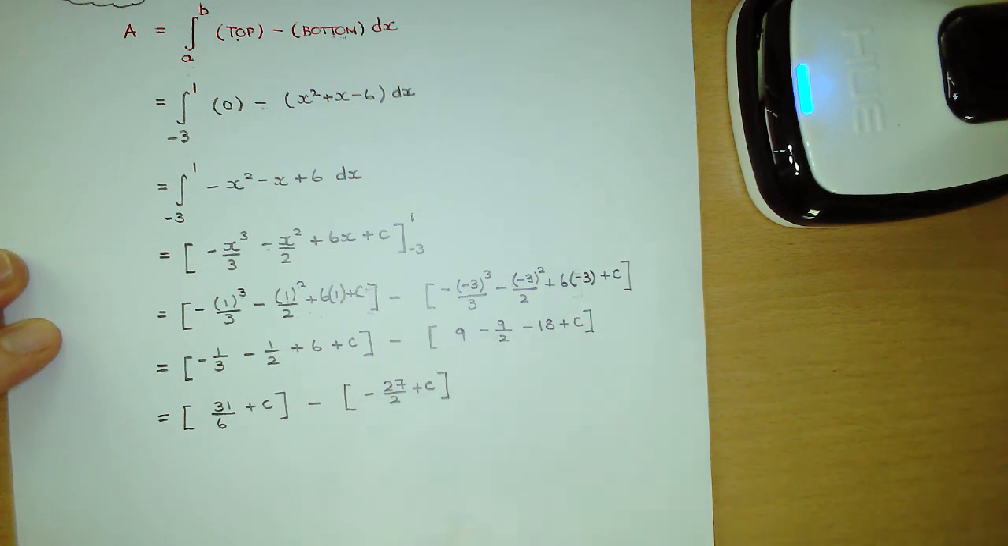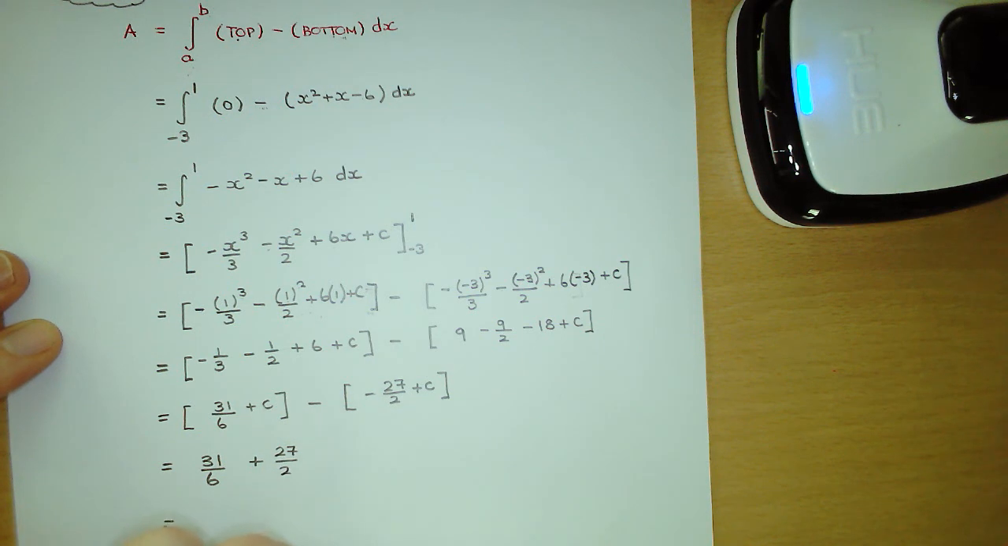Okay, next step then. We're going to multiply the second bracket through by a negative, and what you'll notice is the constants will cancel because we're going to have plus c here. Multiply this bracket by a negative, we're going to get negative c, so plus c, negative c's, the c's will always cancel. So we're just going to be left with 31 over 6, and then a minus multiplied by a minus will give us plus 27 over 2.